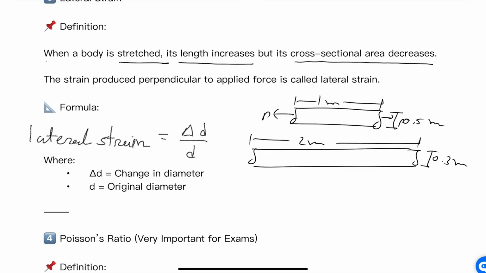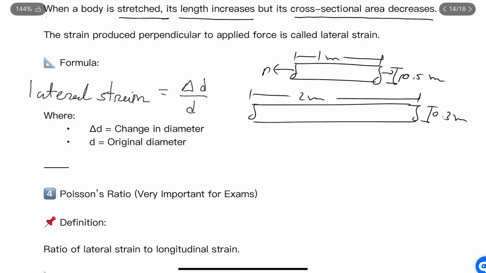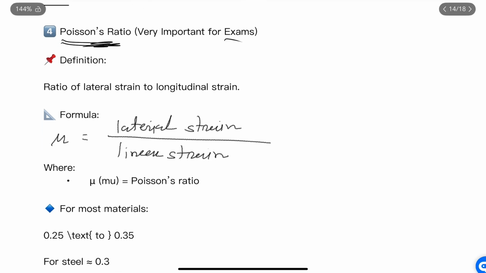So the diameter of the center part will be decreasing with respect to time. The equation for that is the change in diameter over the original diameter. Over there we have the length, over here is the diameter. Poisson's ratio is important for the sums. It's always given in the sums or in the standard tables.